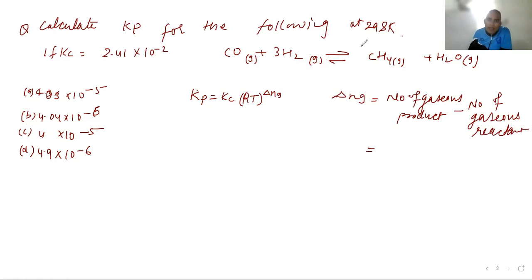So how many products are there here? Here is 1, here is also going to be 1. Here 3 already there, here will be 1. So number of gaseous product is 1 plus 1, minus gaseous reactant, 1 plus 3. So if you add, that is 2 minus 4. It is going to be minus 2, minus 2 mole.